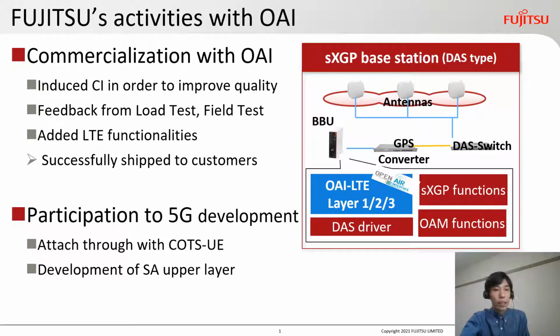You can find this product architecture in this diagram. This is the SXGP system using unlicensed band in Japan. BBU software was developed over OAI. In addition to the LTE protocol stack using OAI, we have developed features for SXGP and OAM features. We use the radio with distributed antenna.